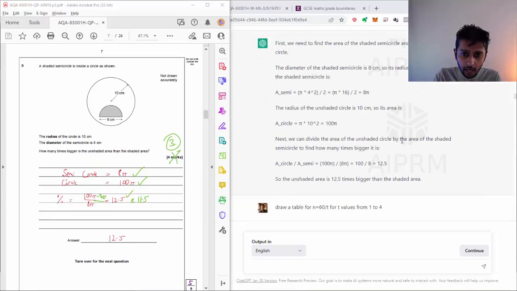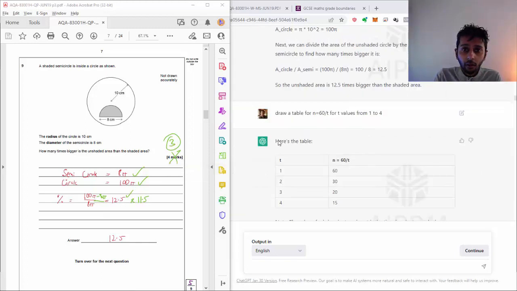Now this one, it made an error. It got most of the working out right, so it got the area of the semicircle and the circle, so 2 marks there. And then the unshaded area is the area of the circle minus the area of the semicircle. So it should have been 100 pi divided by 8 pi, to give you 11.5. However, in the mark scheme, it said if you see 12.5, you can award a mark there. So we got 3 out of 4, which is not too bad on that one.